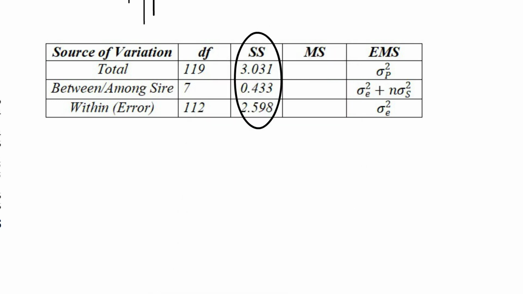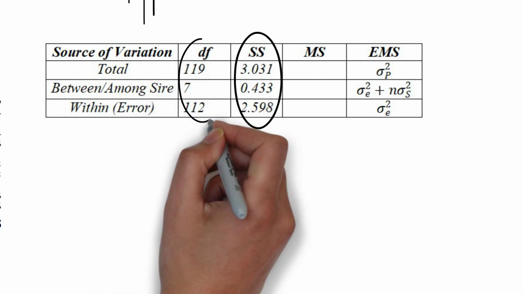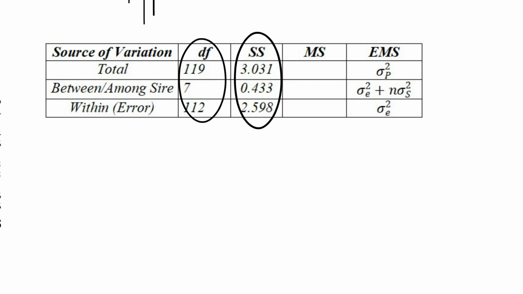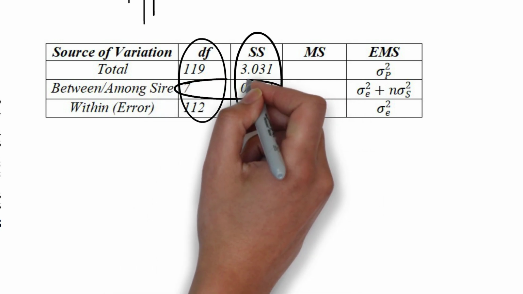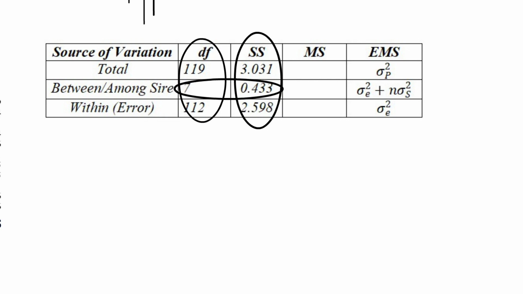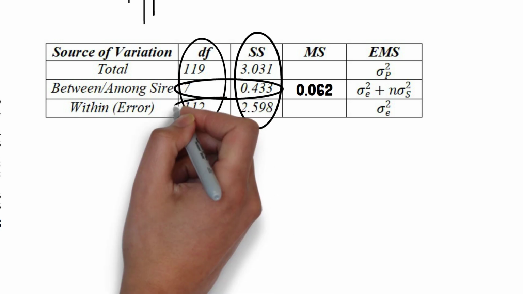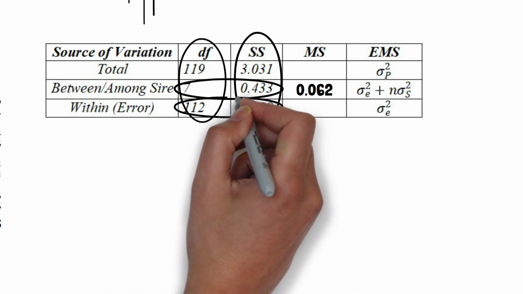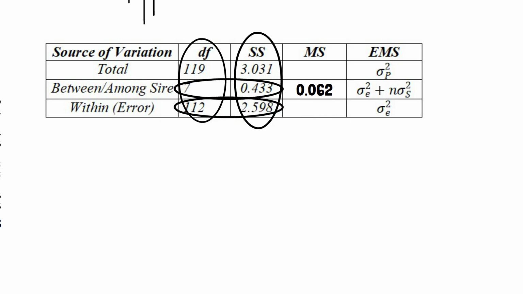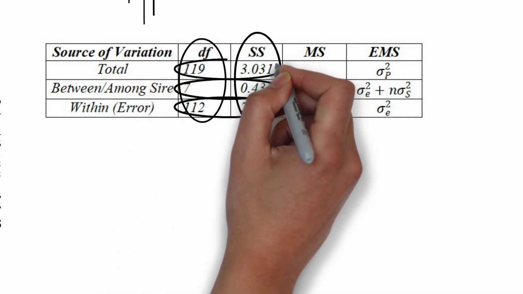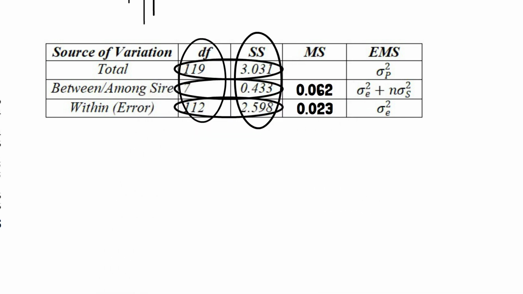So to determine the mean square, we will divide the sum of square by the degrees of freedom. For between or among sires, 0.433 divided by 7 will give us 0.062 for mean square between sires. For within sires, that is error, we divide 2.598 by 112, which is equal to 0.023. For total, 3.031 divided by 119 is 0.025.